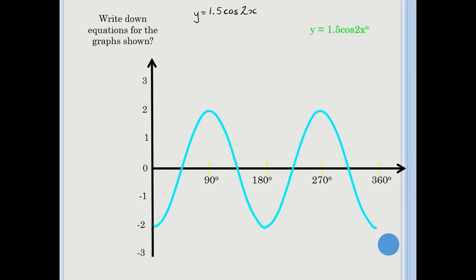This time, instantly what sticks out for me is the graph is starting from a negative number, which means that the graph is going to be negative. The amplitude is negative 2, or 2. So I know I'm going to start with negative 2 cos, and again, the graph begins to repeat itself at 180 degrees, which means that it's got 2x.